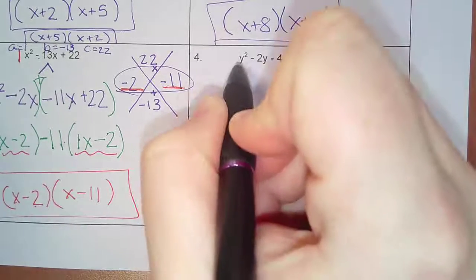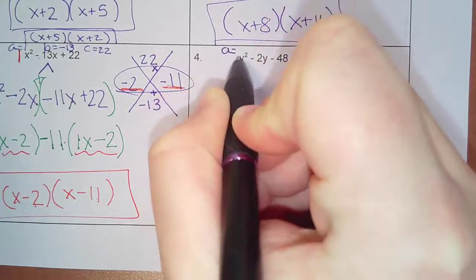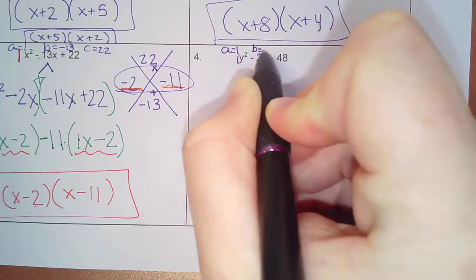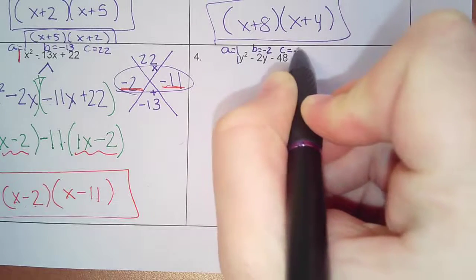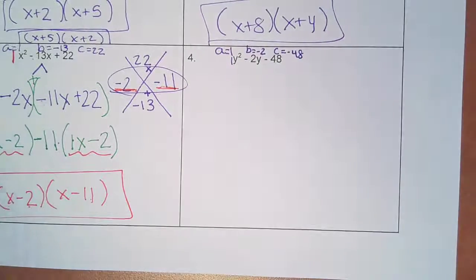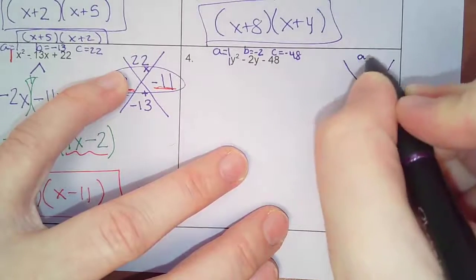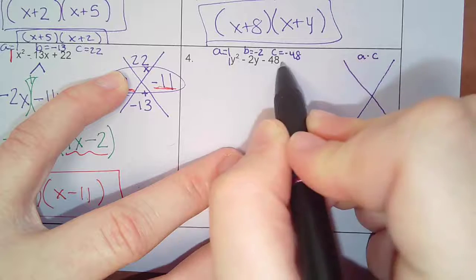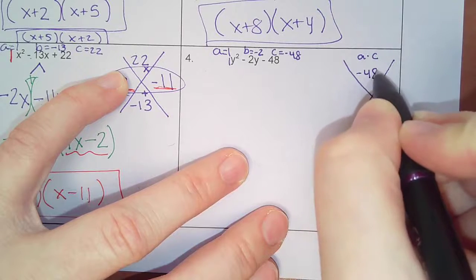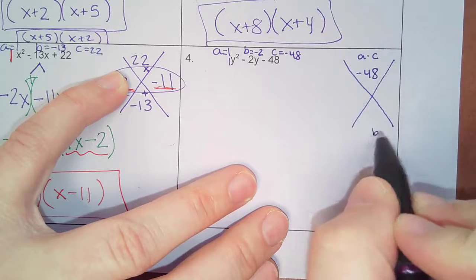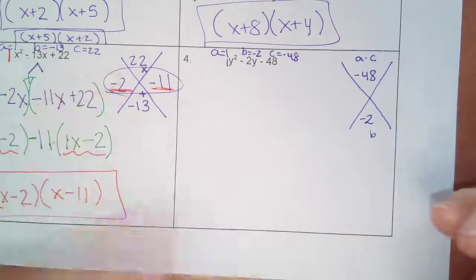So we have A is 1, B is negative 2, C is negative 48. So now we have two negative numbers. Let's build our x. A times C at the top: 1 times negative 48, negative 48. B is at the bottom, negative 2.